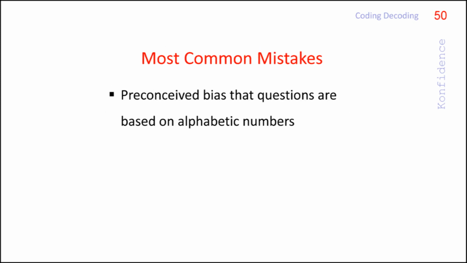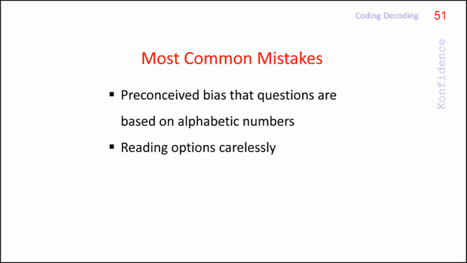Now let us look at the most common mistakes that test takers make while attempting coding decoding questions so that you can be cautious about those. The most common mistake is to have a set mind that the question will be based on alphabetical numbers. Please do understand that any logic is possible, and so keep an open mind towards such questions. As we saw in the alphabetical order question, there can be other possibilities than the alphabetic numbers.